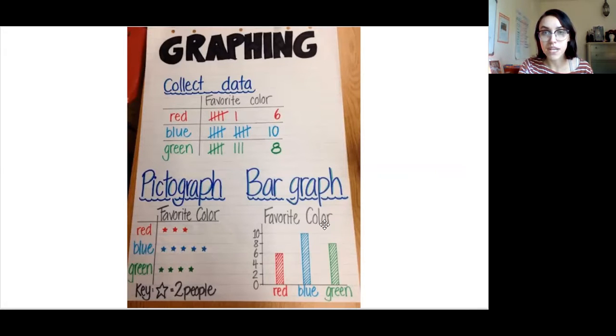Also, we are going to be creating bar graphs with our data. Right here, you could see the numbers vertically: 0, 2, 4, 6, 8, 10. And here we have our 3 categories. Red is going all the way up to 6. That matches the data we collected. Blue is going all the way up to 10. That matches the data collected. Green is going all the way up to 8. That matches the data collected.